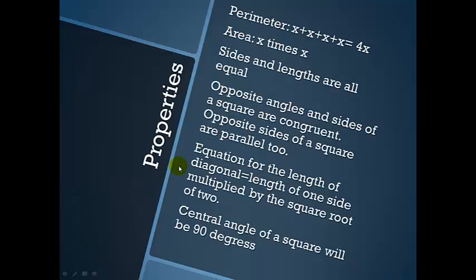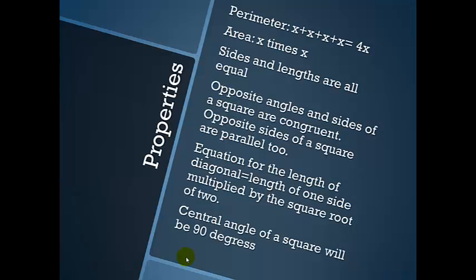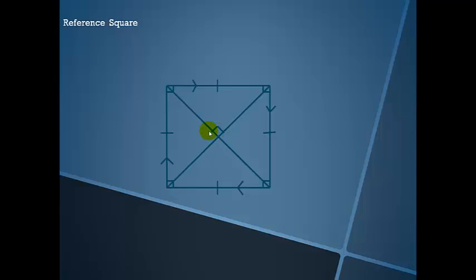The equation for the length of a diagonal, which is this one middle line, ignore this for right now, just this one middle line. To find that diagonal, you simply take the length of one side and multiply it by the square root of 2. And the inside angle at the x of the square will be 90 degrees.